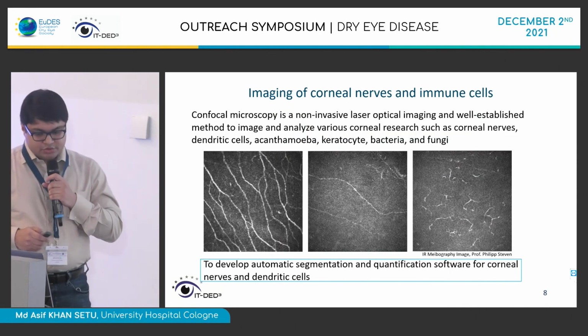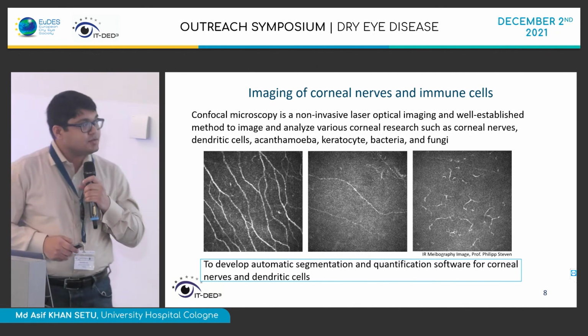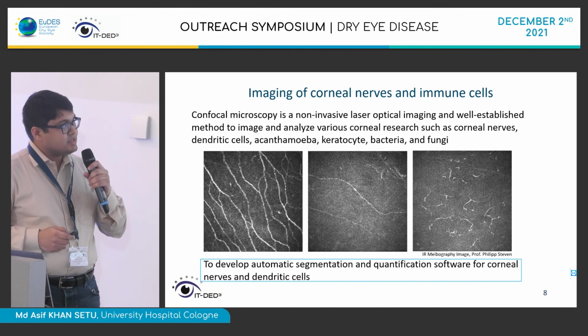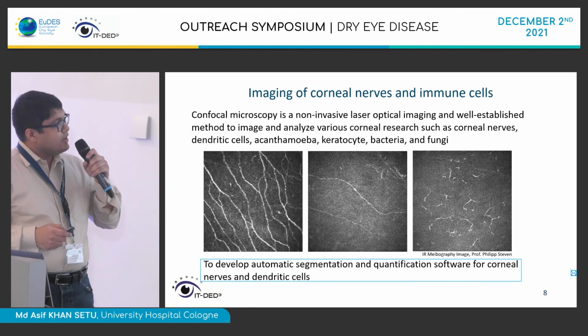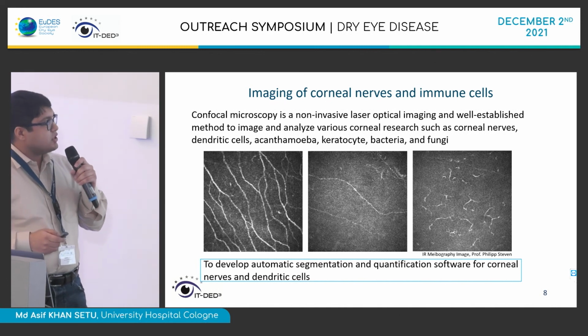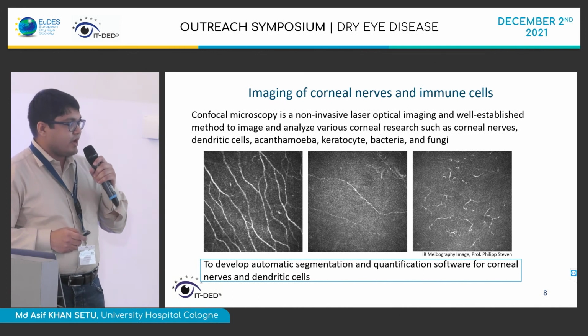Here is another project that involved imaging of corneal nerves and immune cells. Confocal microscopy is another non-invasive, laser optical imaging technique routinely used in clinics to analyze various kinds of corneal research, such as corneal nerves, dendritic cells, acanthamoeba, keratocytes, bacteria, and fungi.